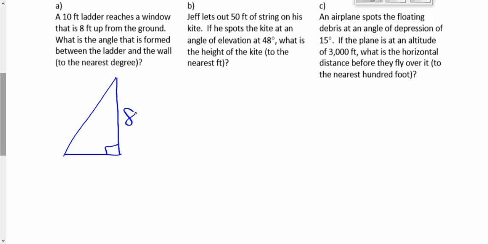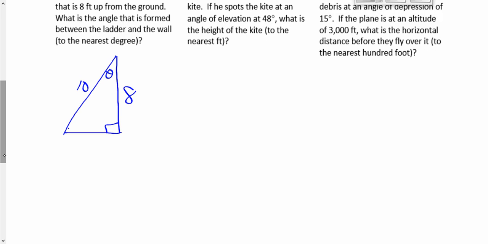10-foot ladder. Where does the 10 go? That's the ladder. And you want the angle formed between the ladder and the wall. Is that this angle? No, that's the ladder and the ground angle. It's this angle, right? So I'll put my theta in there. If you want to use an x. Okay. So what's my equation to solve this?